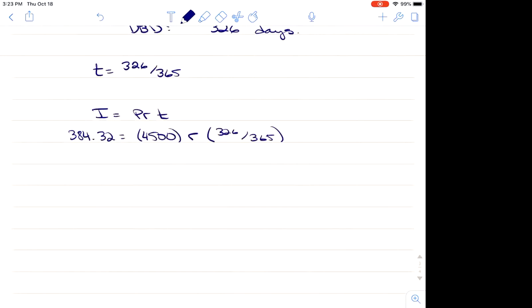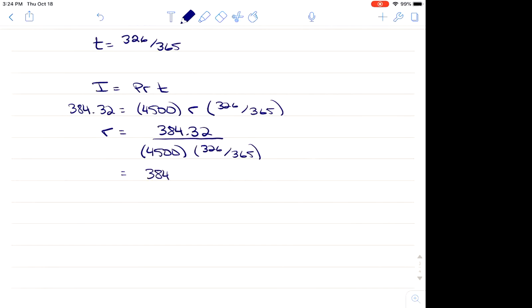Okay. So then I'm going to say that R must be 384.32 divided by 4,500 times 326 over 365. Just pulling those things, multiplying R over to the other side, and then switching sides in one fell swoop. So I'm going to simplify the denominator first. So 326 out of 365 times 4,500.